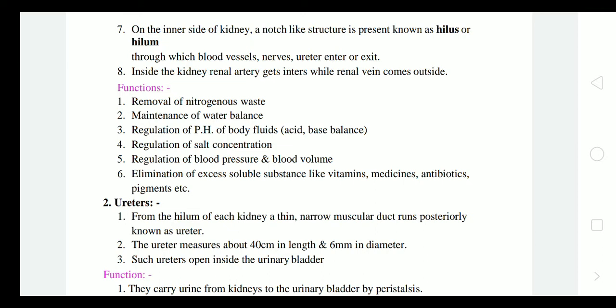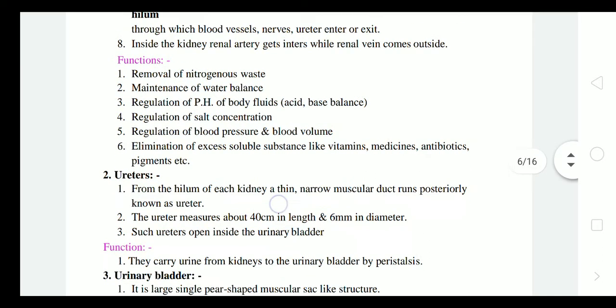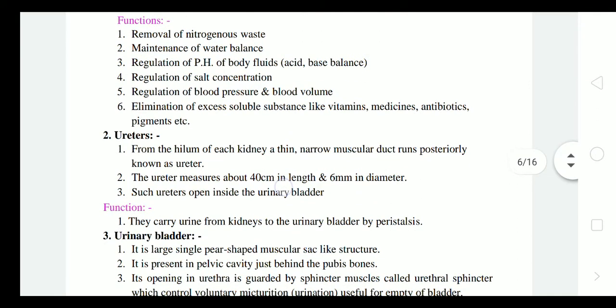Functions: removal of nitrogenous waste, maintenance of water balance, regulation of pH of body fluids, for example acid-base balance, regulation of salt concentration, the amount of salt required for the body, which helps in osmoregulation, regulation of blood pressure and blood volume, so it maintains the pressure on the walls of arteries and veins, and also the amount of blood.